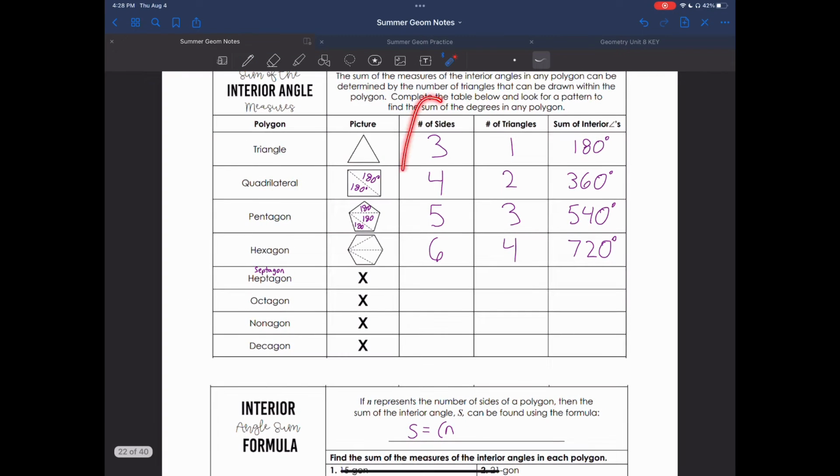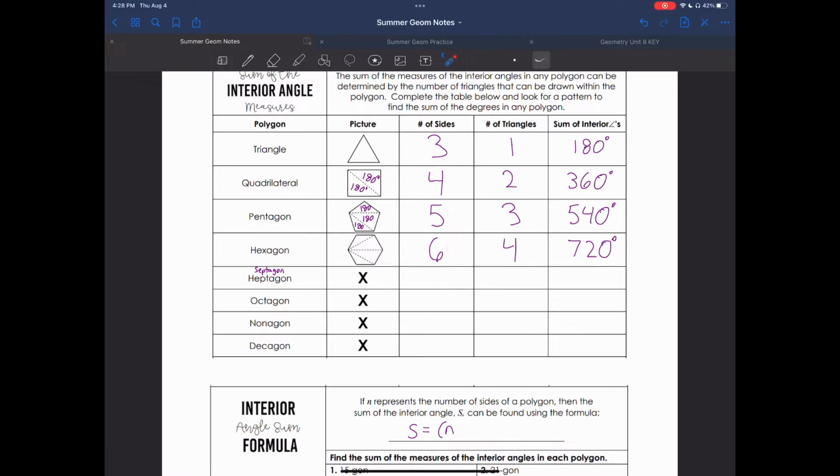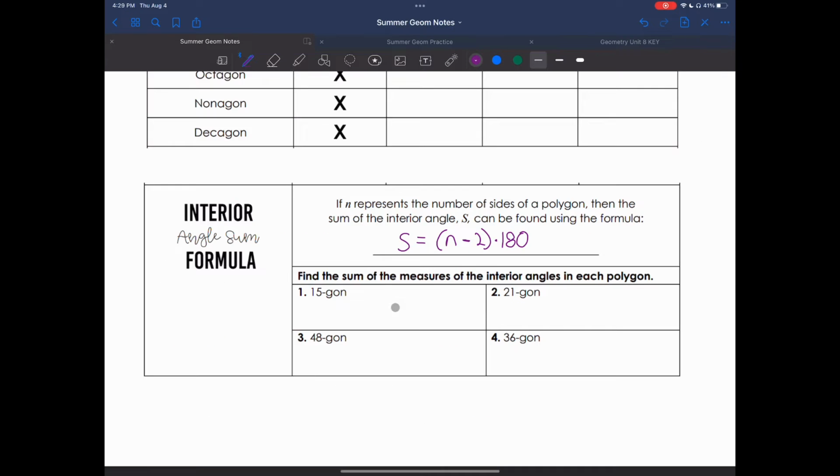All these numbers of sides, compare them to the number of triangles. Do you notice this one is always 2 less than the number of sides, right? 2 less. So what we do is we take the number of sides and we subtract 2 from it. Now that represents how many triangles are in the figure, and we multiply that by 180 degrees. That is a formula you can use for any polygon to find the total sum of the interior angles. So let's try some actual examples with that now.